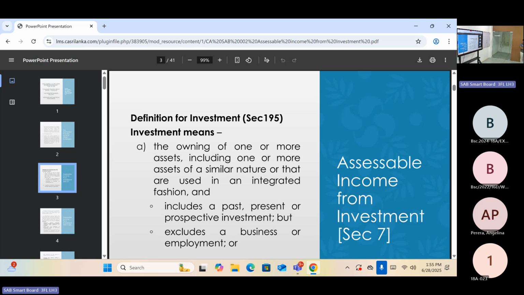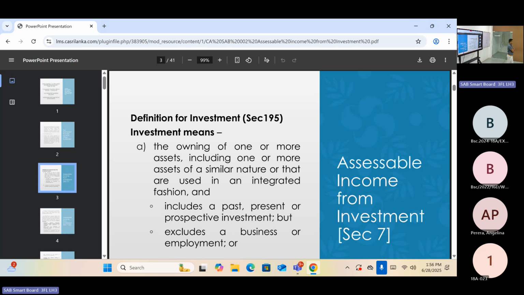So we'll see what is investment. They are giving that definition, that is Section 195 of the Act. It says the owning of one or more assets, including one or more assets of a similar nature, or that are used in an integrated fashion, and include a past, present, or prospective investment, but exclude a business or employment. Let's say investment means owning of one or more assets.